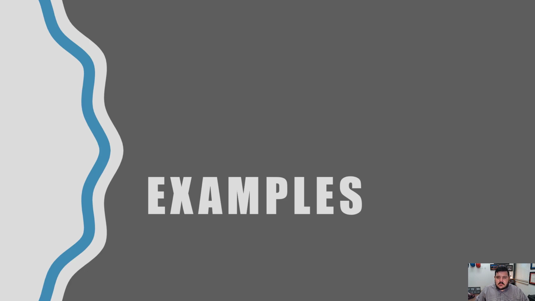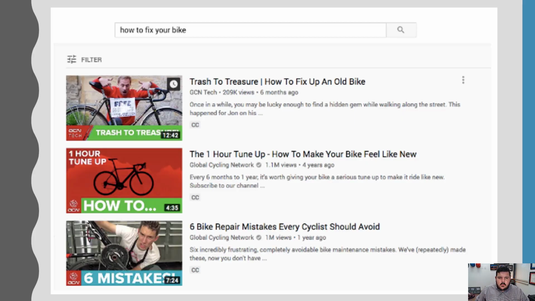So let's take a look at some examples. I always find that I need some inspiration before I get started, and these are some great brands that are doing things right. Global Cycling Network, these videos take up all three top spots on how to fix your bike. So when you search that, this is what pops up. Their video descriptions are clear, clickable, and include lots of keywords. So take a couple of seconds to look at these titles and even part of the descriptions that we can see, to see what some keywords are in your mind.